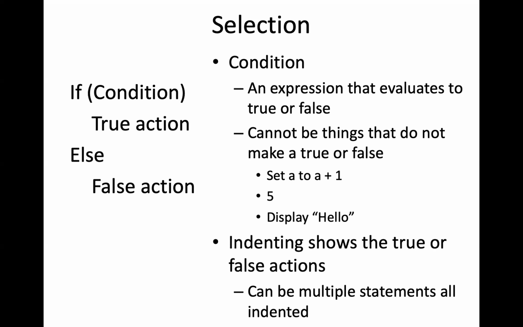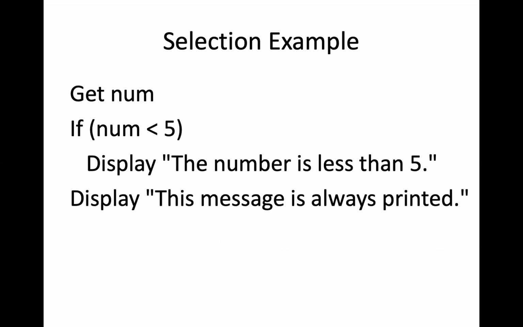So let's look at one more quick example. Here we have a pseudocode program, the first line it executes is get num, so that reads a value from the user. The user chooses something and stores it into the variable num. Now we have a selection construct. We have an if then. It's not an if then else, right?